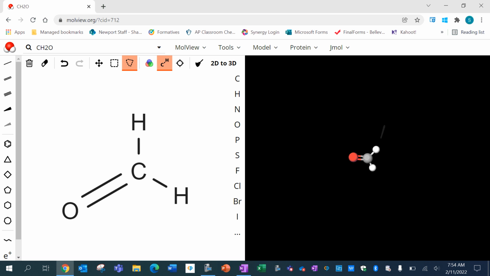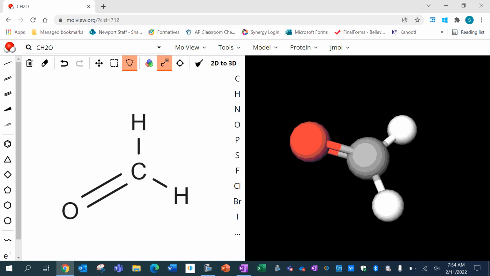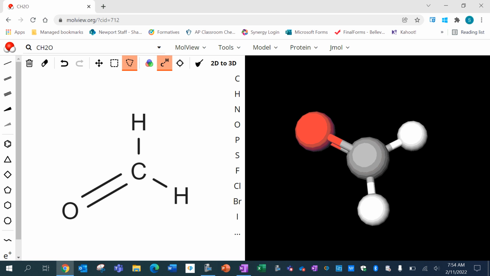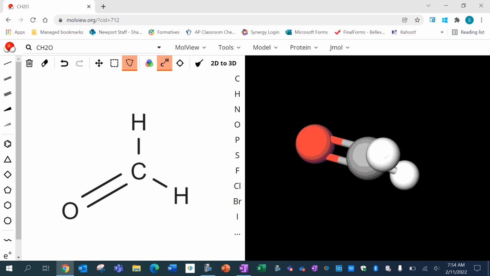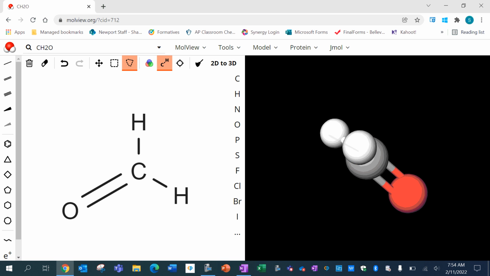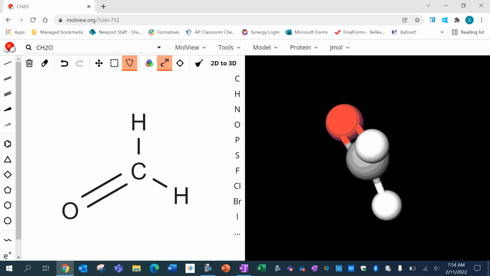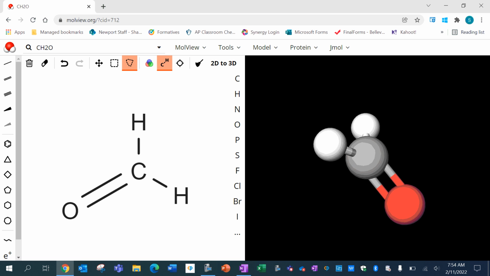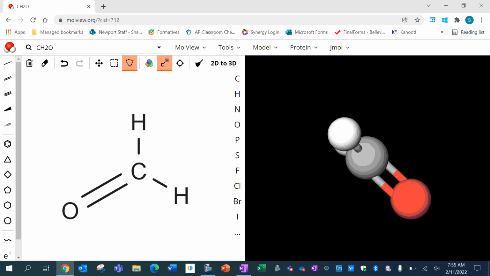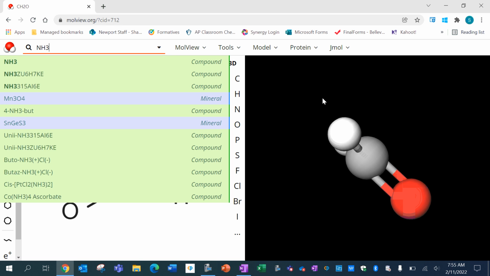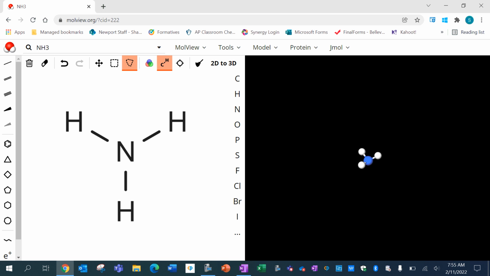CH2O. This is what trigonal planar looks like. You see it looks like a triangle if you look at the edges of the molecule. And if you go like this, you can see how it's all flat in one plane. Okay, it's flat in a plane. Versus, let's go back and look at that other example, NH3. Notice how this is pyramidal. They are not in a plane.